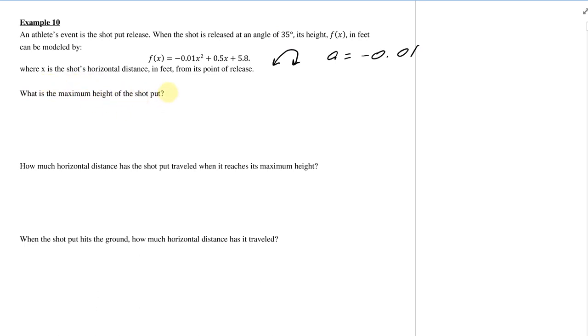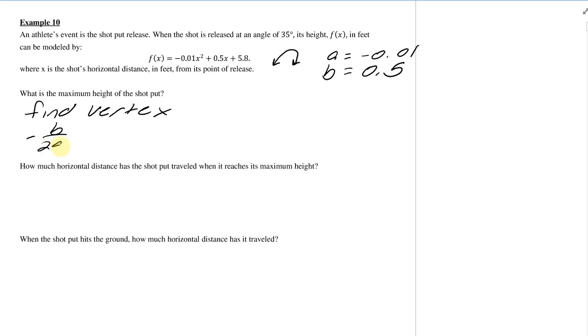So what is this really asking for then? It's just asking for the highest point. So what you have to do here is find the vertex. I've already said what my A is. My A is negative 0.1. So maybe I'll just state what my B is. My B is 0.5. So I can now find the vertex.